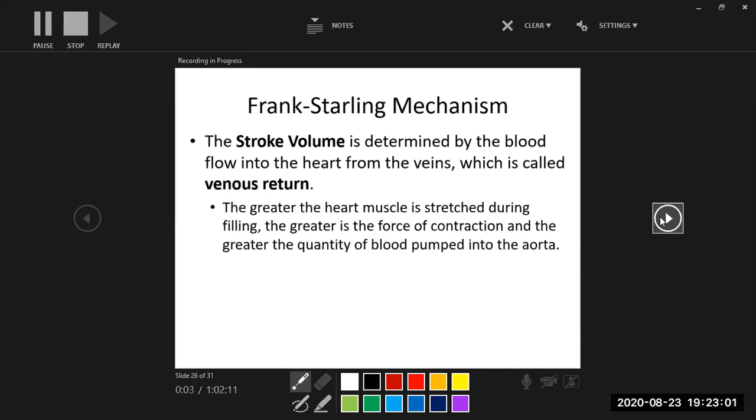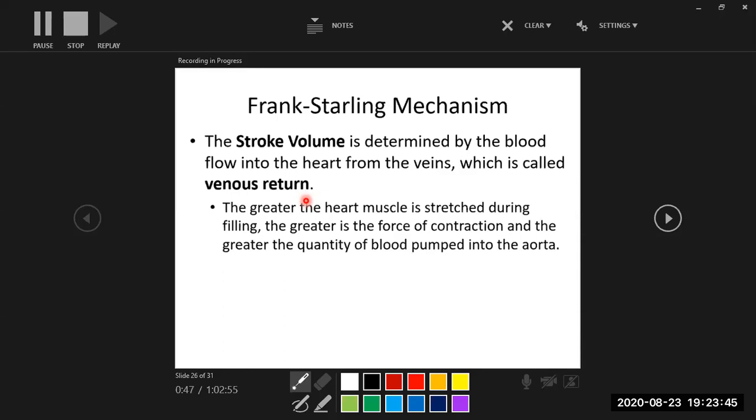Another very important concept in the heart is called the Frank-Starling mechanism. This means that the more blood goes back to the heart, the more it can pump out. So the stroke volume, the more it pumps out, depends on how much blood goes into the heart. The blood going to the heart is called the venous return. The more venous return you have from the vein into the heart, the more the heart can pump out.